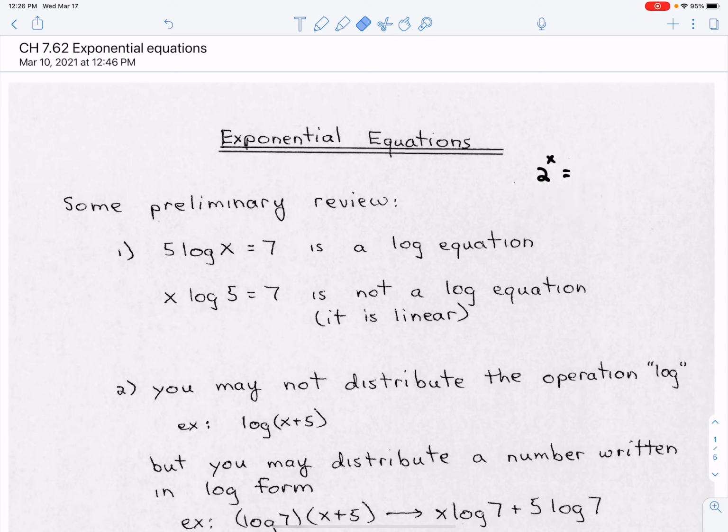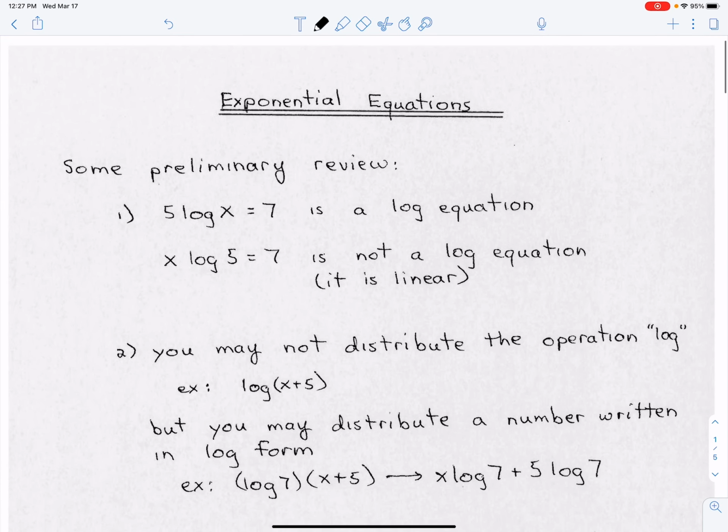But what if this happens? You say 2 to the x equals 5, and you can't get the bases the same. That's what we're going to talk about today. What do you do with an exponential equation that you can't get the bases the same? But remember, you always want to try and do that first.